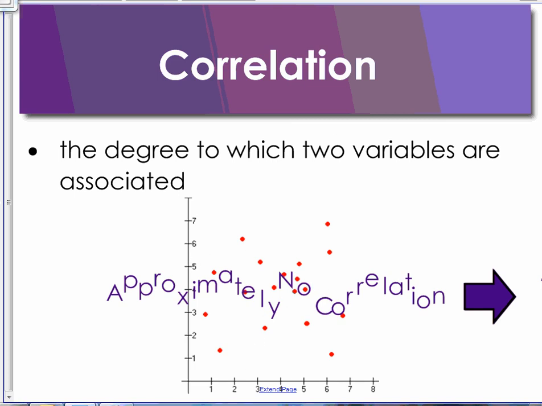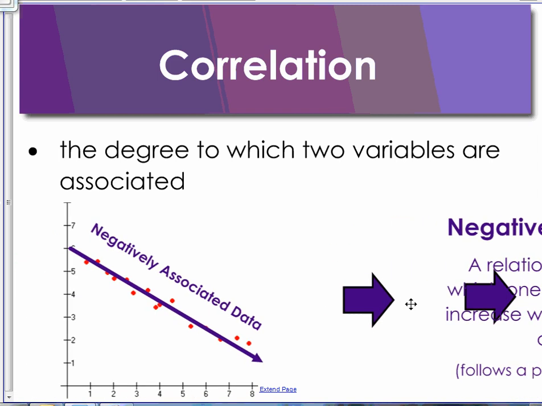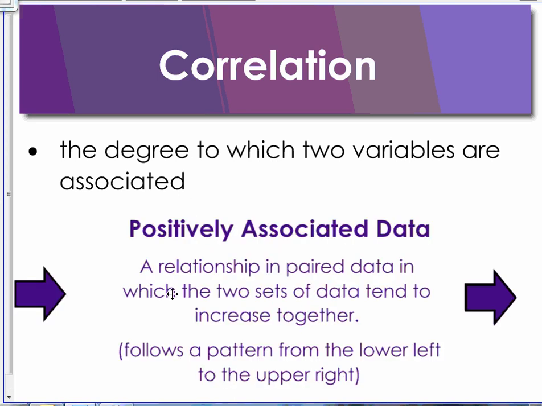There's also negatively associated data, in which the values tend to increase when the other decrease. A negatively associated data would be going down. You see all the little red dots, they tend to decrease.